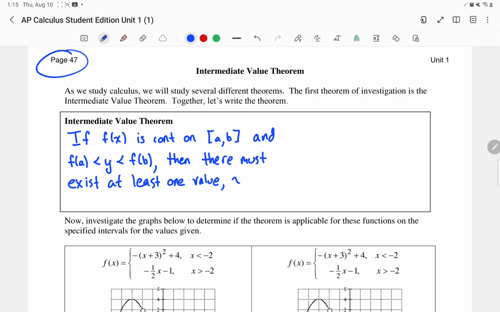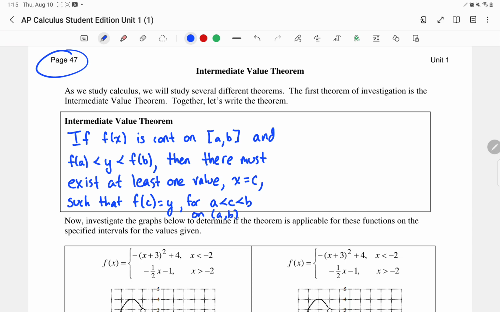value, we're going to call that value x equals c, such that, or you could say where, f of c equals that y value for a is less than c is less than b. You could say on the interval from a to b could work as well.